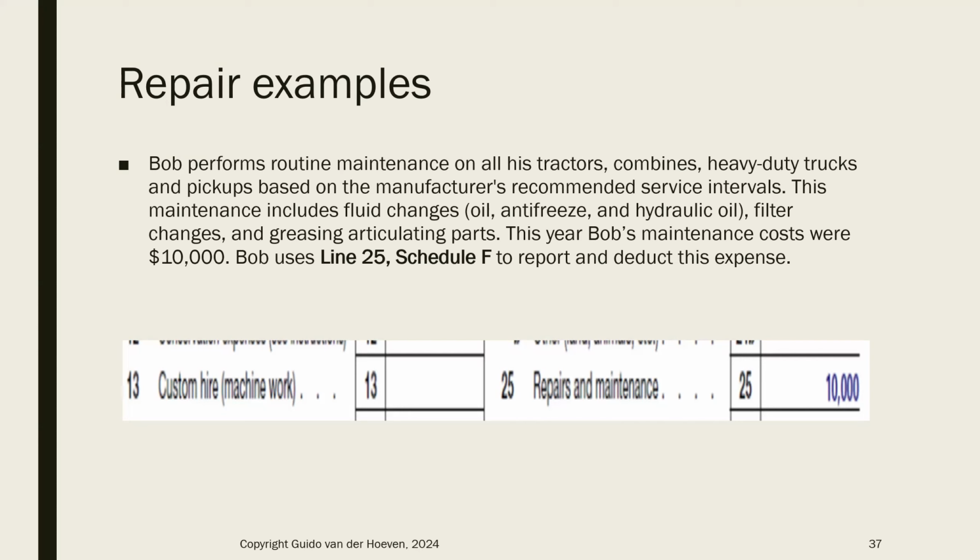So Bob performs routine maintenance on all his tractors and combines and heavy trucks. And he spent $10,000 on all of that. And that's just going to be repair and maintenance on line 25 as illustrated on this particular slide.